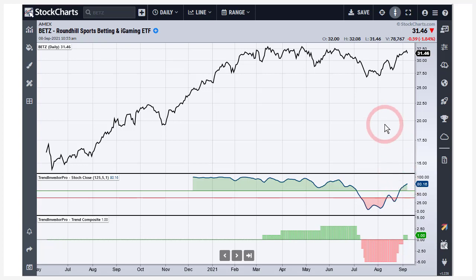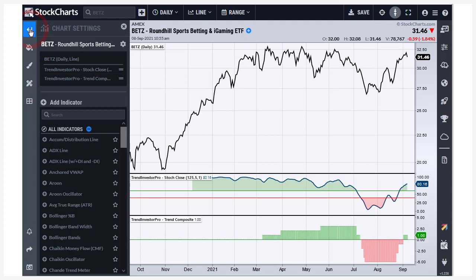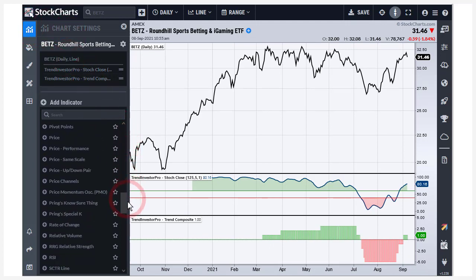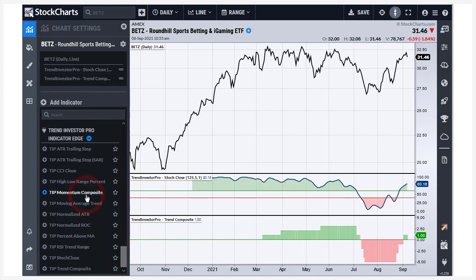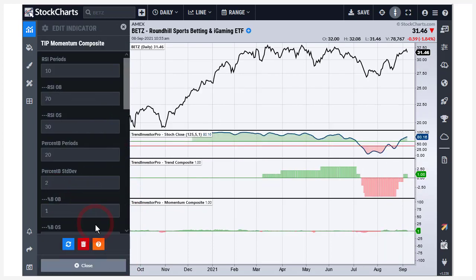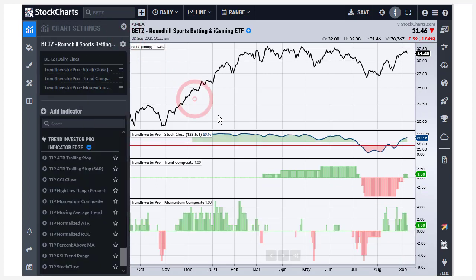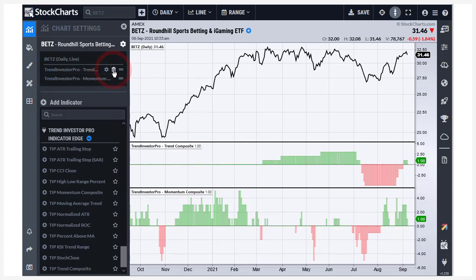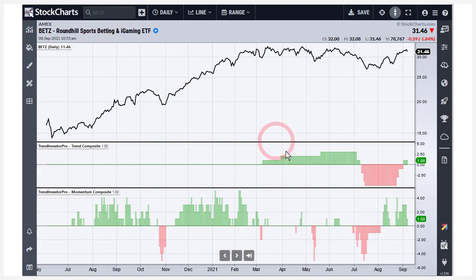Now, if you're looking to time this a little more, though, you could use the momentum composite to look for or wait for an oversold condition after this uptrend has signaled. So if we click on the icon at the top left to open the chart settings, and then I'm going to scroll down on the left-hand side, and I'm going to choose the momentum composite. And what this does is it measures overbought and oversold conditions within the bigger uptrend, downtrend. So I'm going to go ahead and remove Stoke Close so we get a little more detail here.